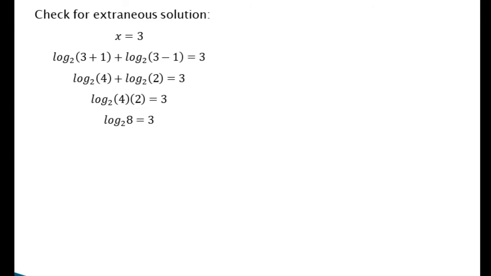equals 3. Rewriting this into exponential form, we have 2 cubed equals 8, and we all know that 2 cubed is equal to 8. So, meaning we have satisfied our logarithmic equation, and x equals 3 is a solution to our equation. Now, let us check x equals negative 3.